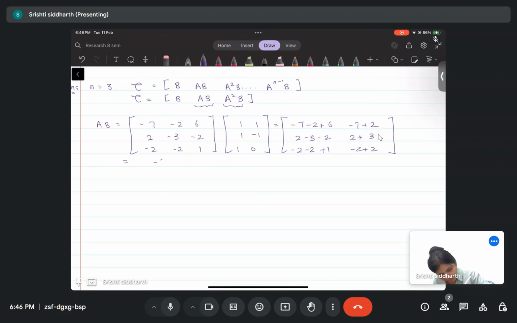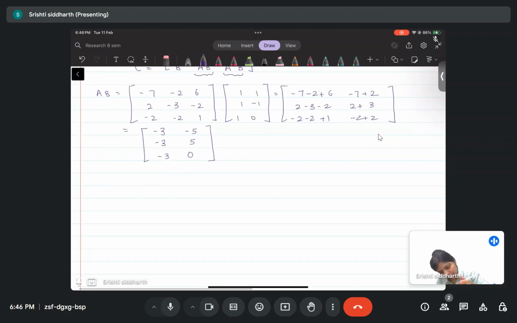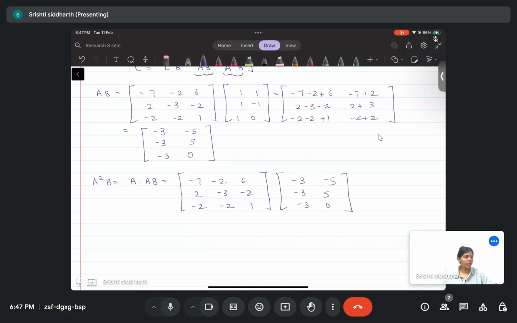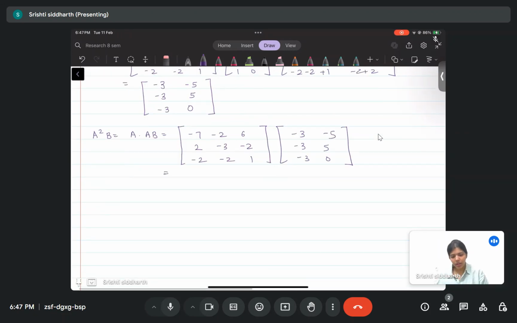So this becomes -3, -5, and then we simply have -3, 5, and then we have again -3 and 0. We have to compute A square B. This is simply A times AB. So let's write down A first: -7 -2 6, 2 -3 -2, -2 -2 1. Then you can compute this and I'll just write down the answer directly. So we have 9, 25, 0, 0, 0 and -25.